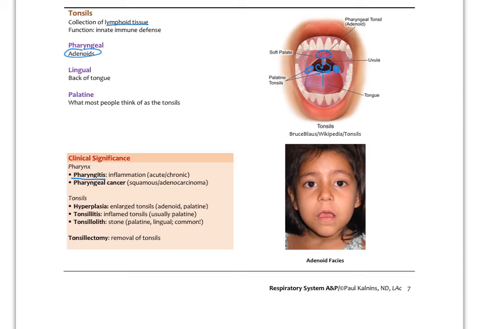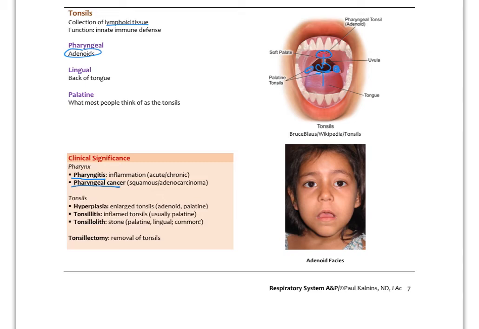Pharyngeal cancer is another possibility, and that is usually squamous cell cancer or adenocarcinoma. Adenocarcinoma is a cancer of a glandular epithelium. So most mucosal surfaces can create adenocarcinomas.